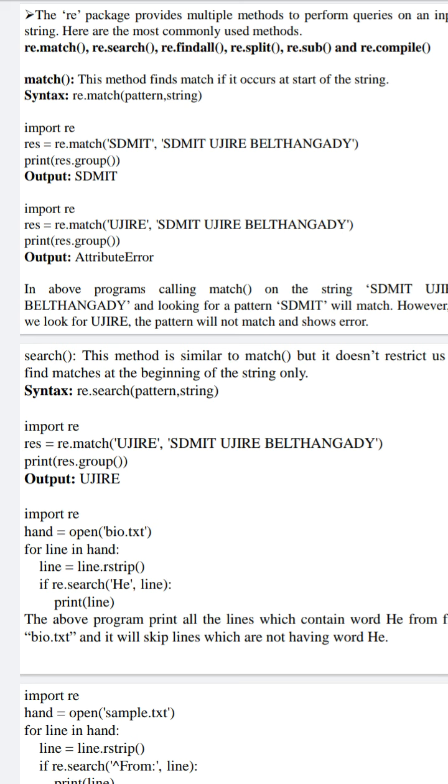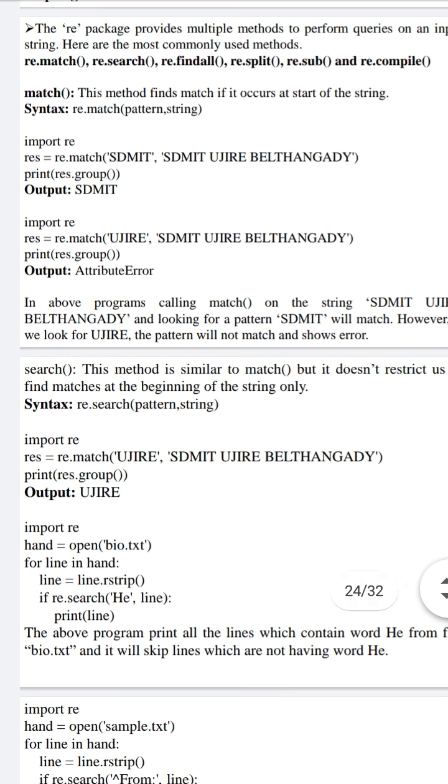As we can see, the re package provides multiple methods to perform queries on an input string. For example, match, search, findall, split, sub, and compile are various methods provided by the re package. We will study these methods one by one in detail with programming examples.